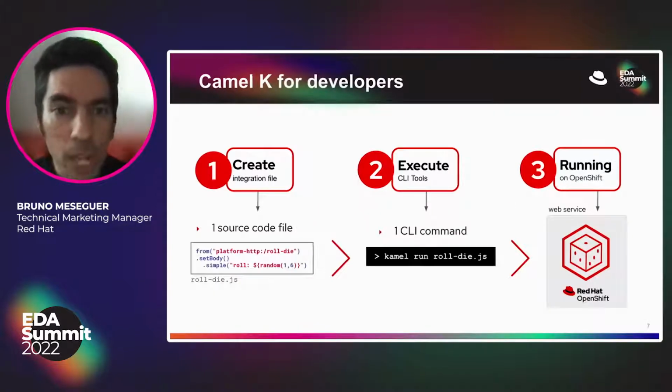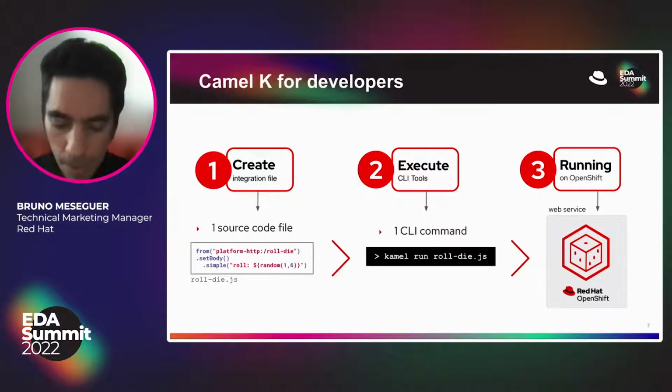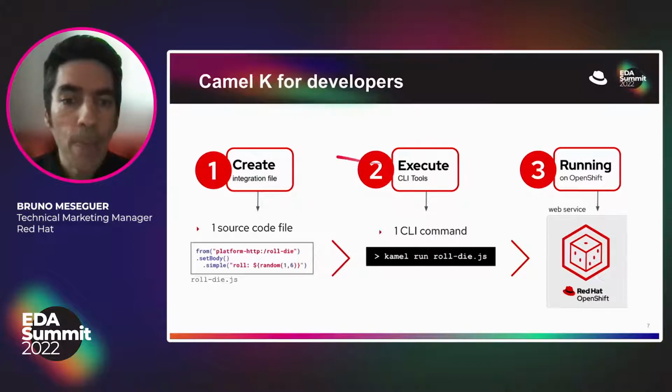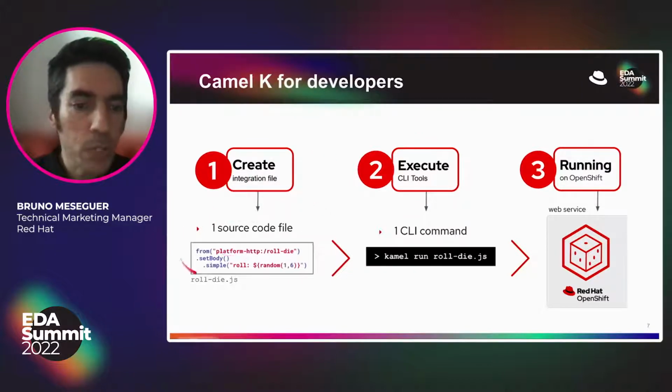And this is what it looks like for the developer. It's really 3 steps to have something running. And we'll see this on the demo, actually. So the first step is really to define a resource file or a source code file. In this case, the example here is using the Camel language, which is quite intuitive. Basically, it's exposing an HTTP endpoint for a service called roll-die. And when a request comes in, it will pick a number from 1 to 6.